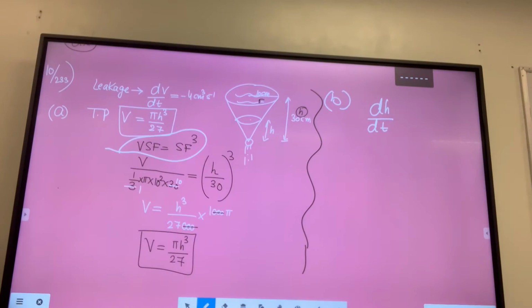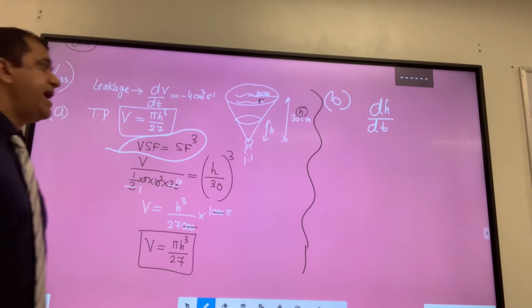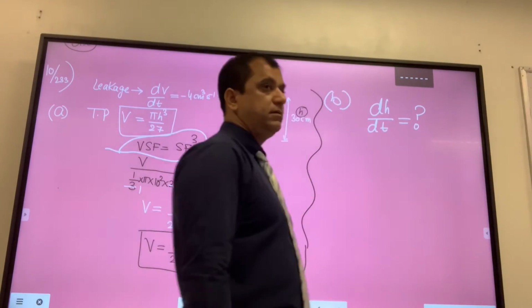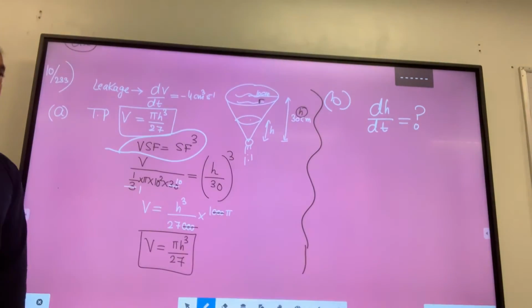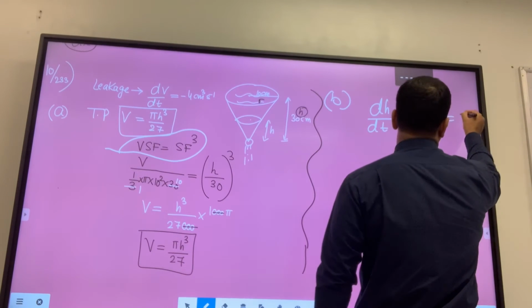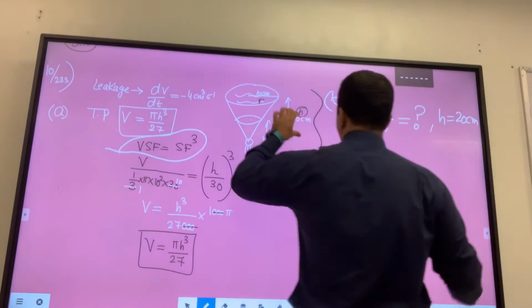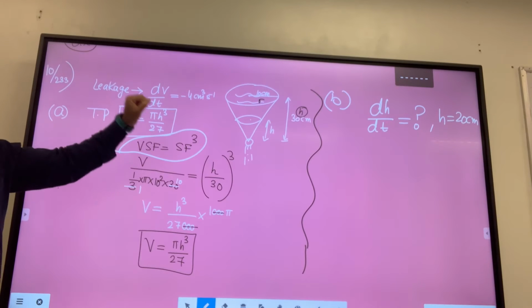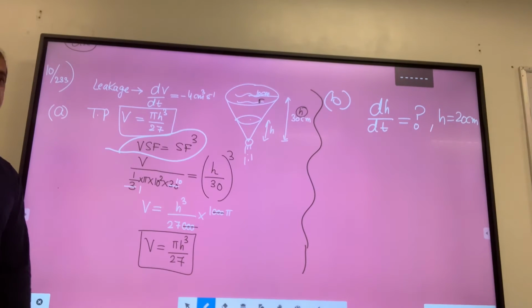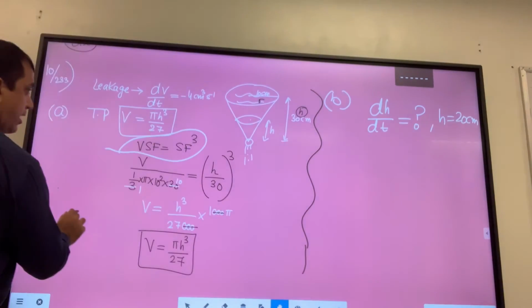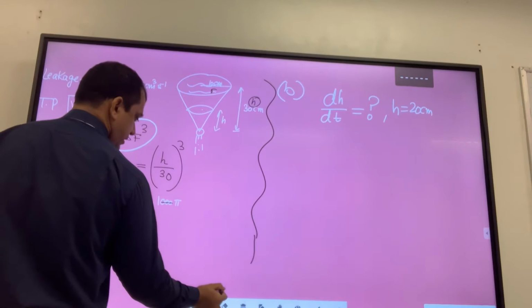He's asking for this thing dh dt when h is 20. So rate of change of height, I put here question mark, means we have to find this thing. Rate of change of height with time when the height is 20, when height reduced to 20 centimeter, from 30 it reduces till 20 centimeter. Is that okay? Now what should I do? Any suggestion? What should we do? Any idea?